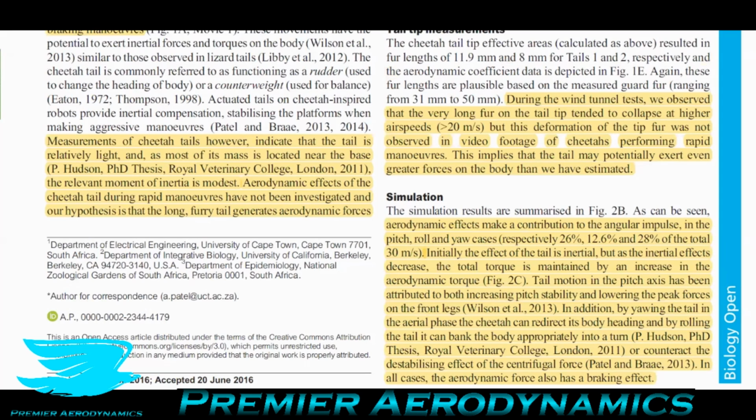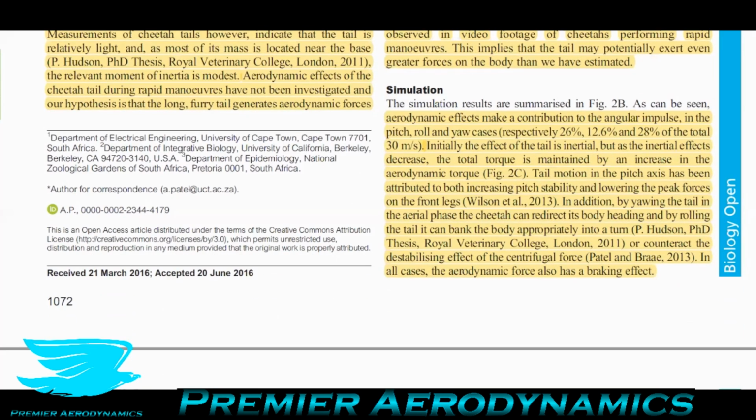They go on and say this implies that the tail may potentially exert even greater forces on the body than they have estimated because of a greater frontal area. They then go on and say the aerodynamic effects make a contribution to the angular impulse in the pitch, roll, and yaw cases, and these are 26%, 12.6%, and 28% of the total at 30 meters per second. So they have a very big effect on the change in direction in the three orthogonal moment directions. Initially, the effect of the tail is inertial, but as the inertial effects decrease, the total torque is maintained by an increase in the aerodynamic torque.